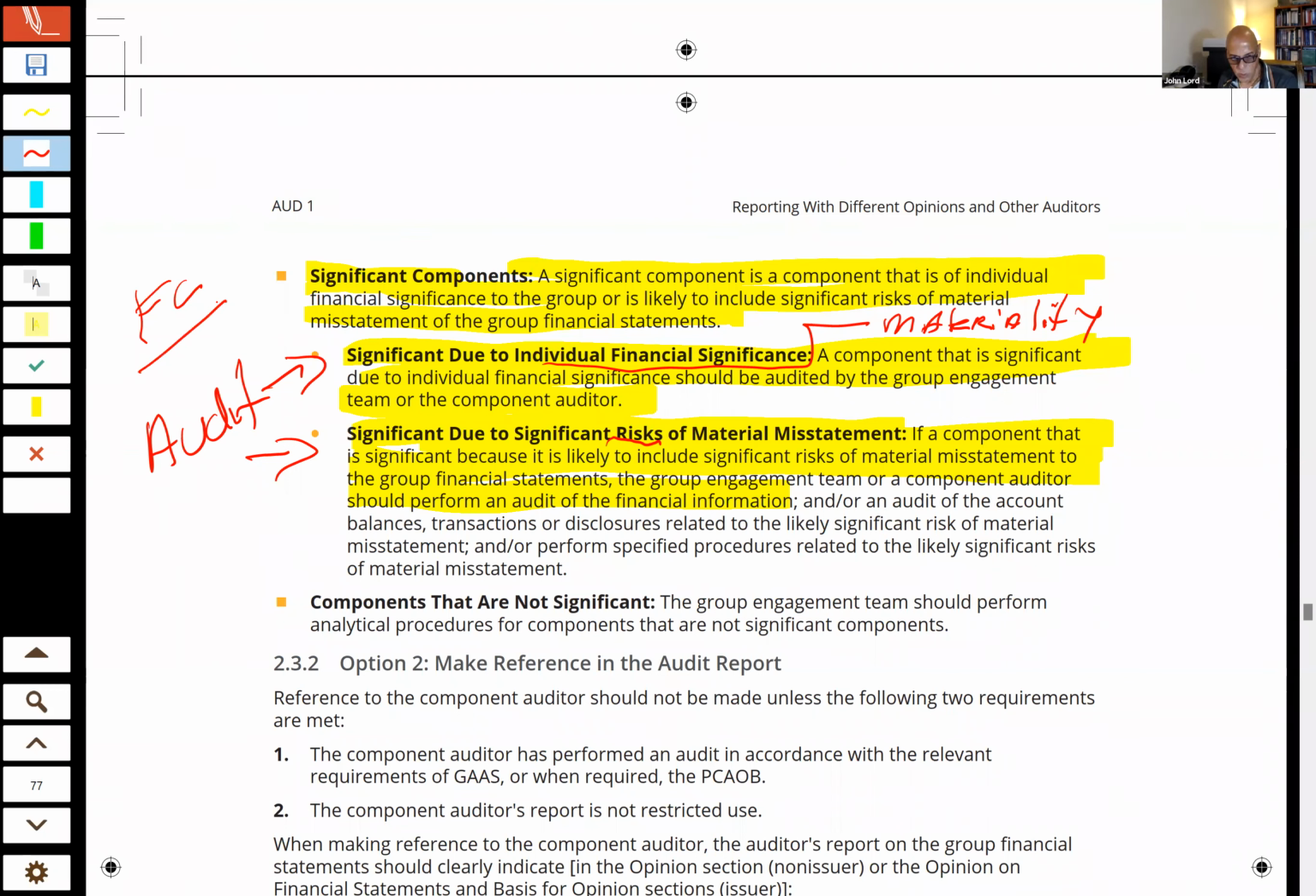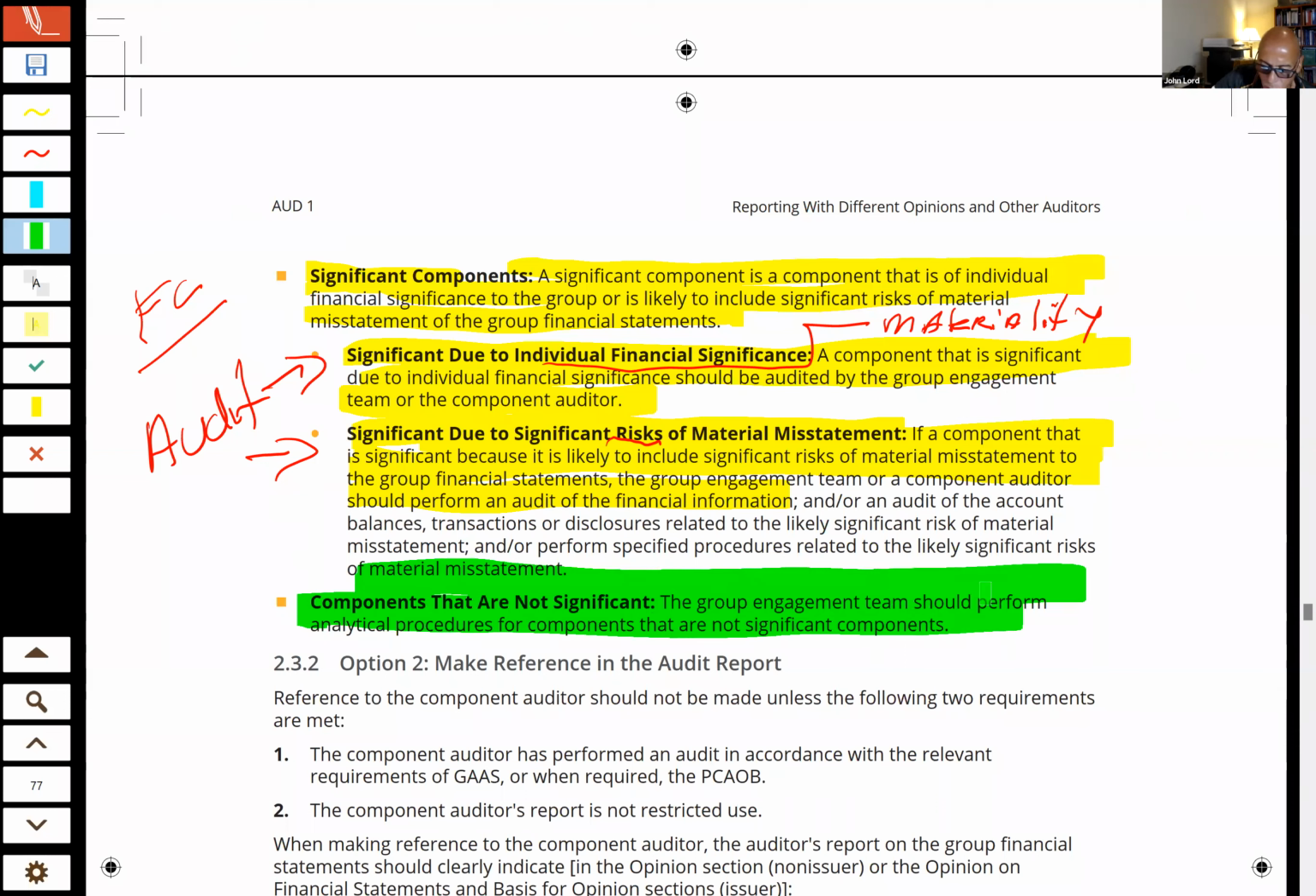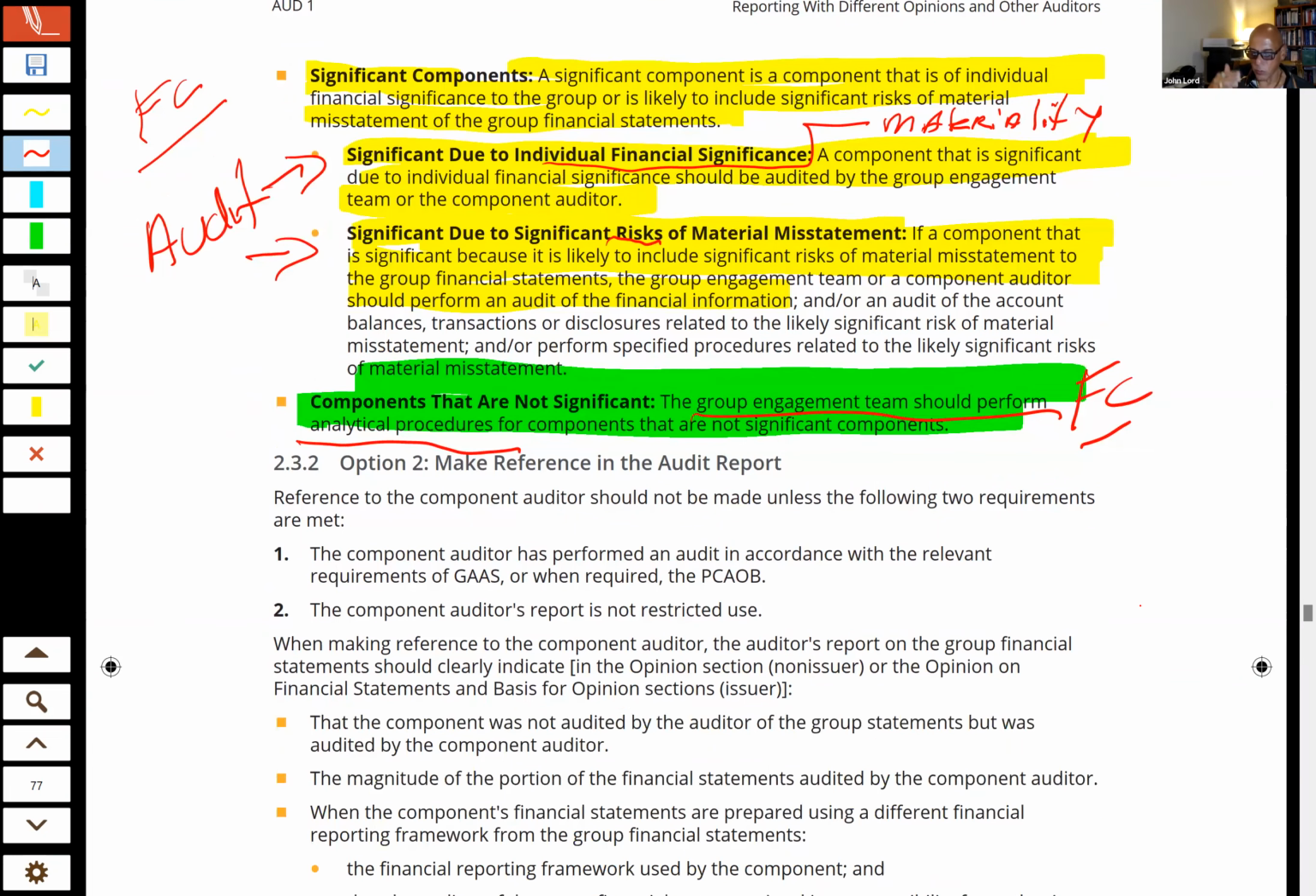And then we will take what? We will take that audit information for our opinion on the group financial statements, and we're making no reference. Now, if there are components that are not significant, then we will perform analytical procedures. The group auditors will do that. In other words, we're not going to do a full-blown audit of those entities that are not significant either because of risk or because of materiality. Now, that's all under option 1.